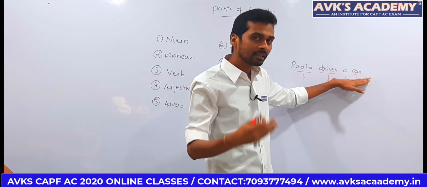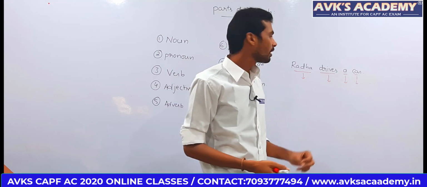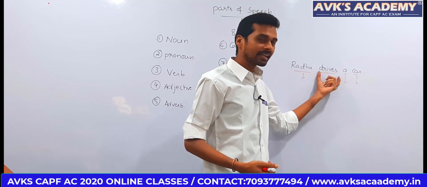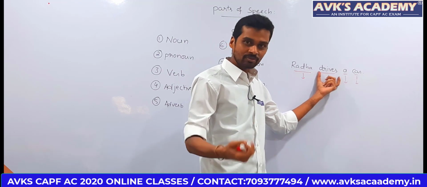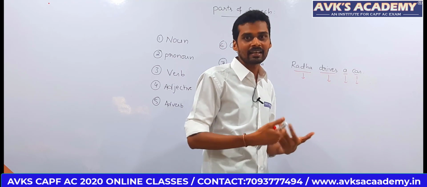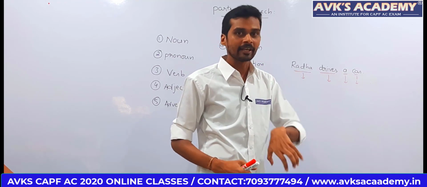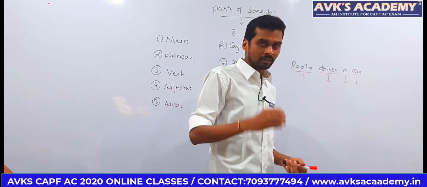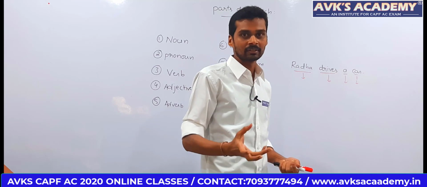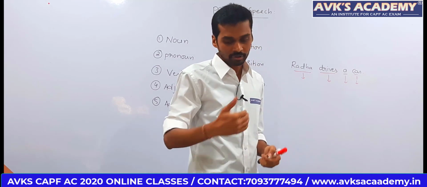And we have another word, car. What is car? Car, again, is the name of something. So here it is acting as a name. Drives is acting as an action of something. And Radha is acting as a name. So each word has a different function in this sentence. Now we are going to discuss what these functions are and how they are used.